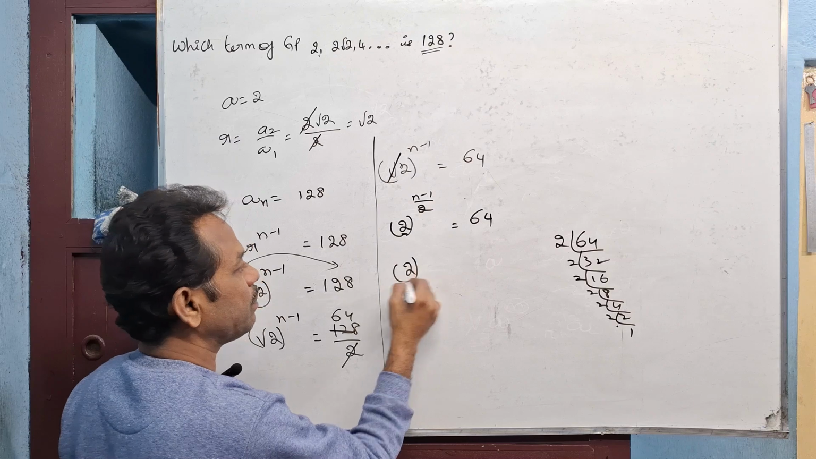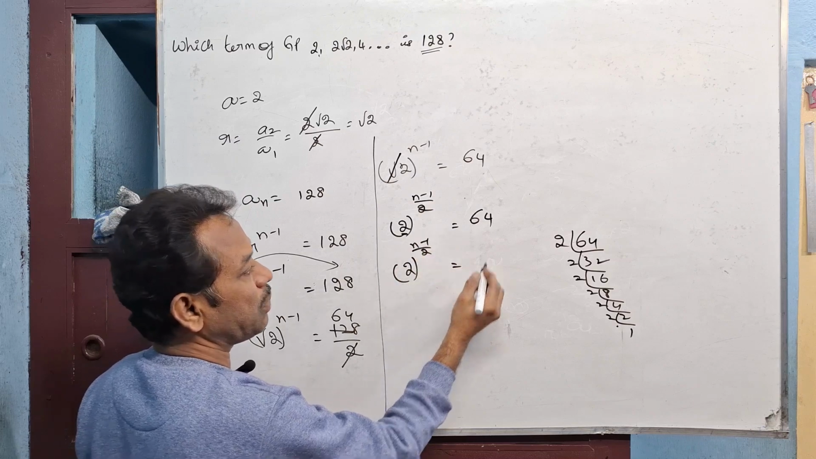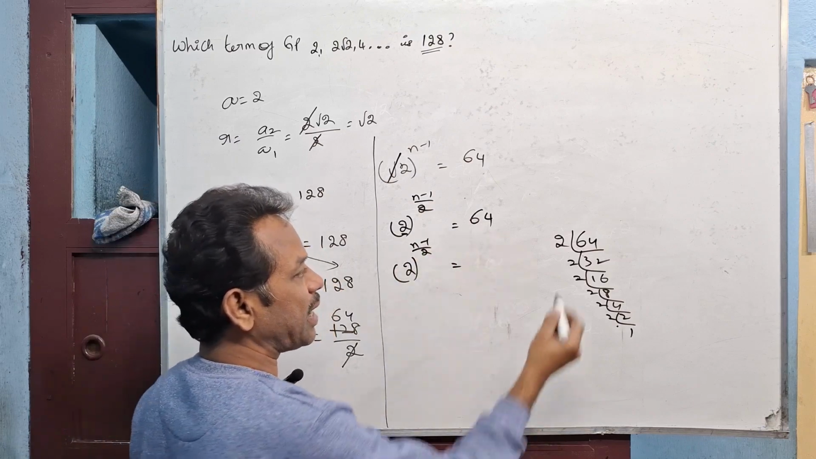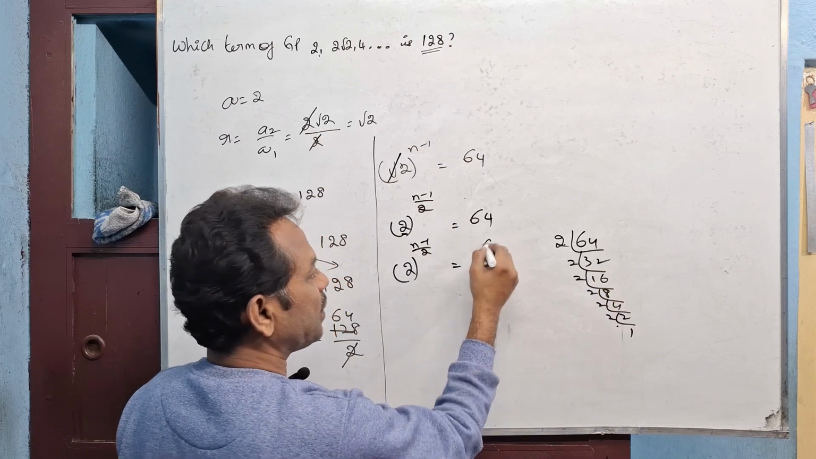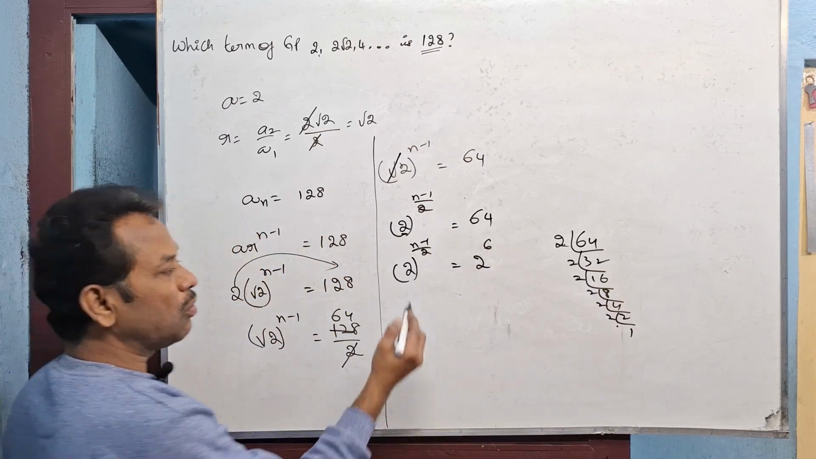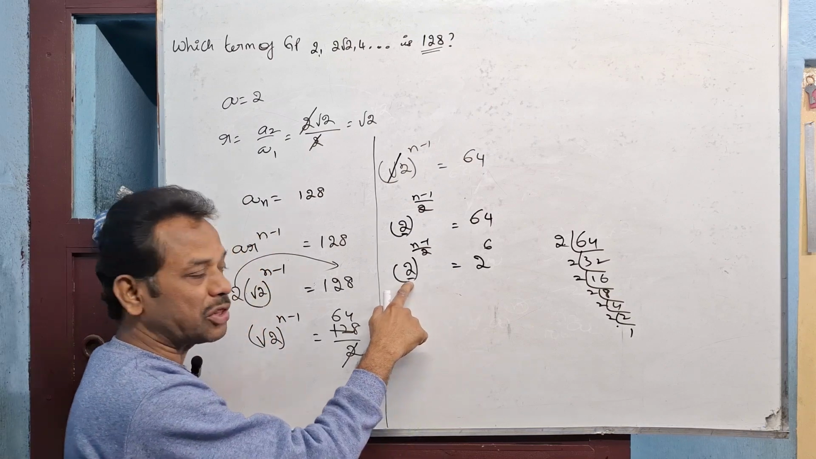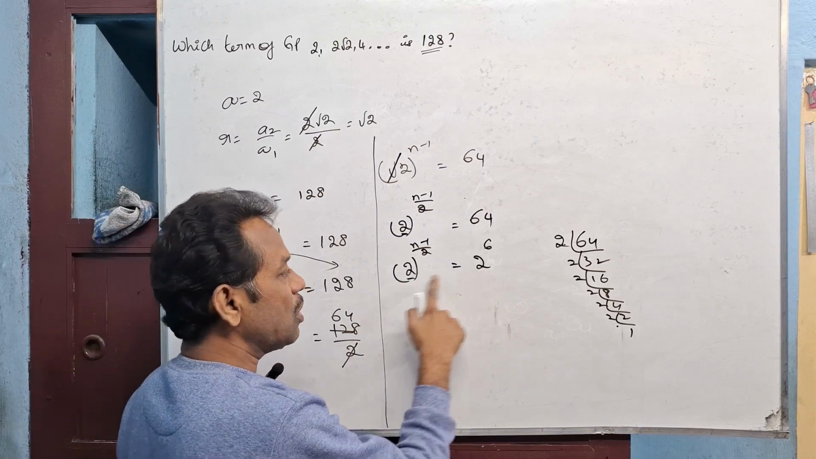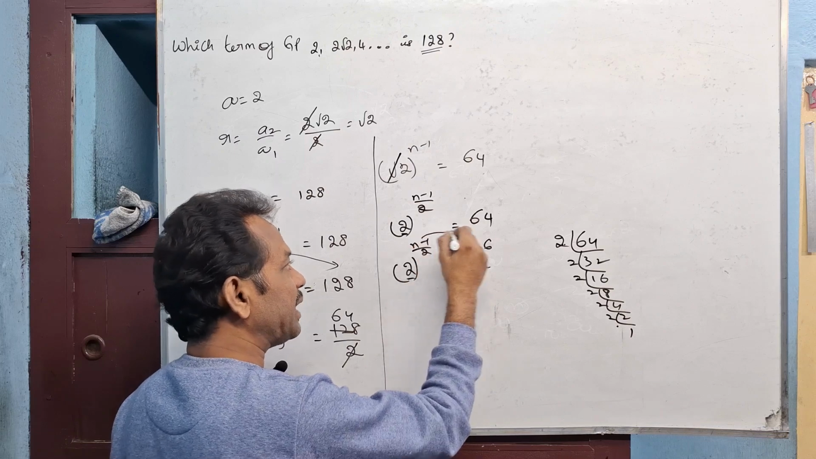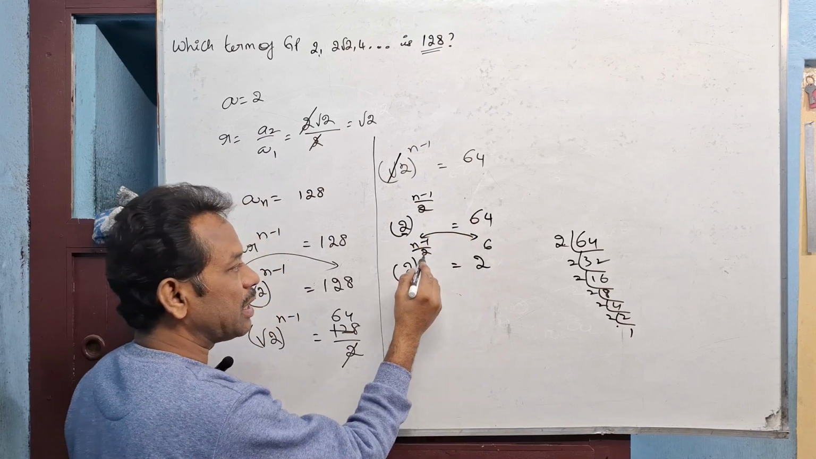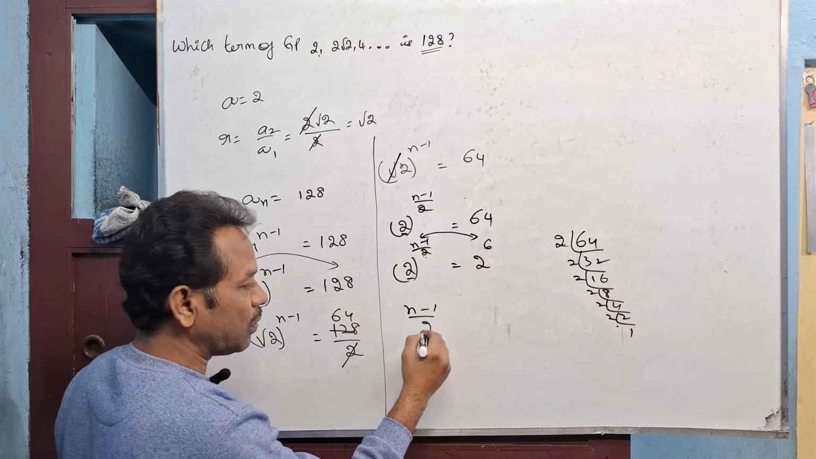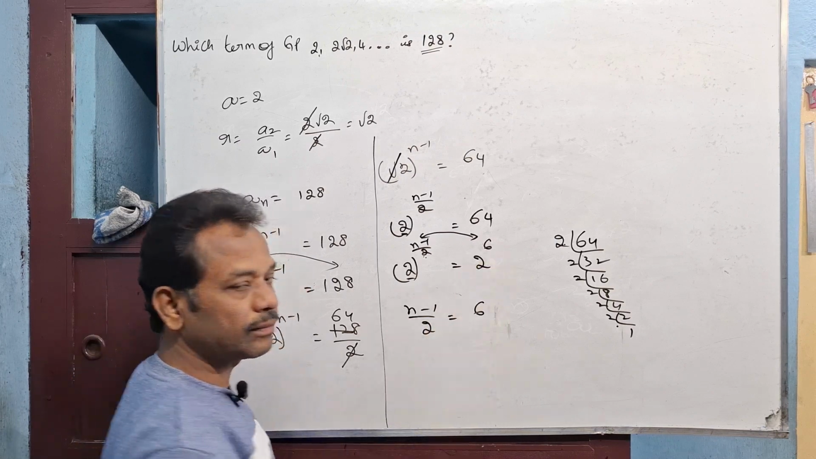So we can write (n minus 1) by 2 equal to, we can write 64 as 2 to the power of 6. Now look at these two, LHS and RHS. In the LHS the base is 2, in the RHS the base is 2. So as the bases are equal, we can equate the powers. Here my power is (n minus 1) by 2 equal to 6.